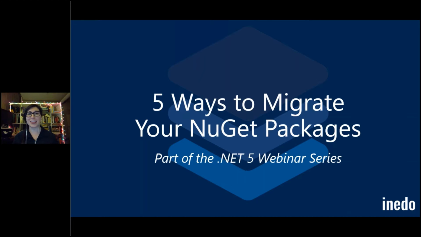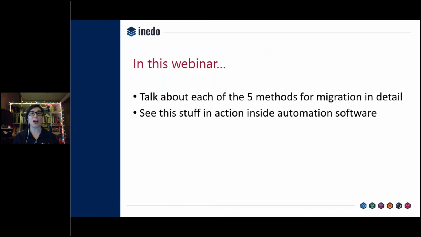I am your host today, Elsie, and it may surprise you, it may not. I am not a developer, but I do work very closely with our developers, and I did so to create our .NET 5 content. NuGet is such a fundamental part of .NET. And now that .NET 5 is out, we ourselves wanted to know the best way to migrate our own private NuGet packages inside Inedo. And so we wanted to share what we found with you. So with the rest of our time today, we are going to talk about each of the 5 migration methods in detail, and I'm going to show you some of this stuff in action inside some CI/CD software.